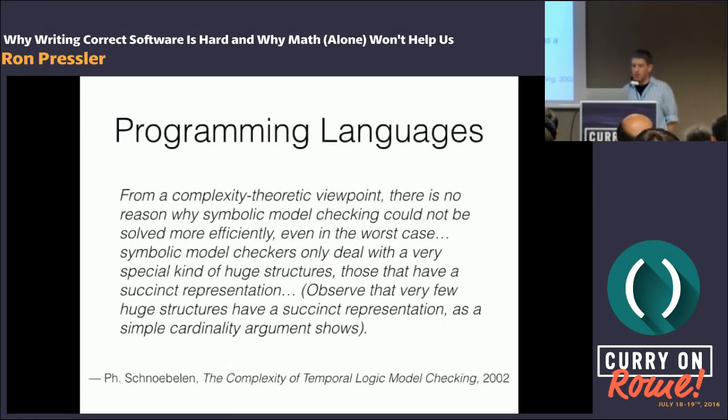And that question is known as the symbolic model checking problem, and Philippe Schnobelin, who also wrote the previous paper I showed you, who studies the computational complexity of verification, writes that from a complexity theoretic viewpoint, there is no reason why symbolic model checking could not be solved more efficiently, even in the worst case. So there's hope there. Symbolic model checkers only deal with a very special kind of huge structures. The structures are the transition diagrams. Those then have a succinct representation.